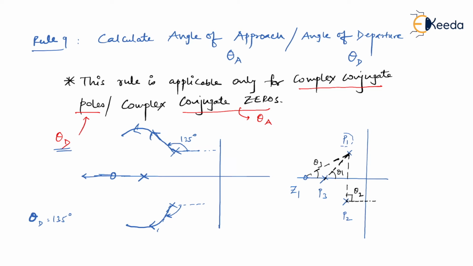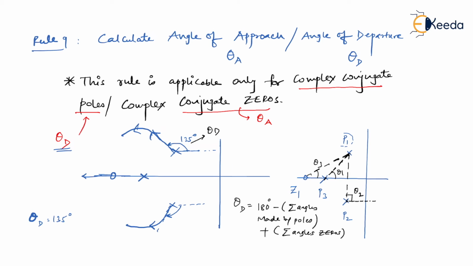Now what am I supposed to do? I am going to apply one formula to calculate something called theta d. Please remember, this is what we call theta d. How to calculate theta d? Very simple. It has a predefined formula. Please understand, theta d is always 180 degrees minus the summation of angles made by poles plus the summation of angles made by zeros.